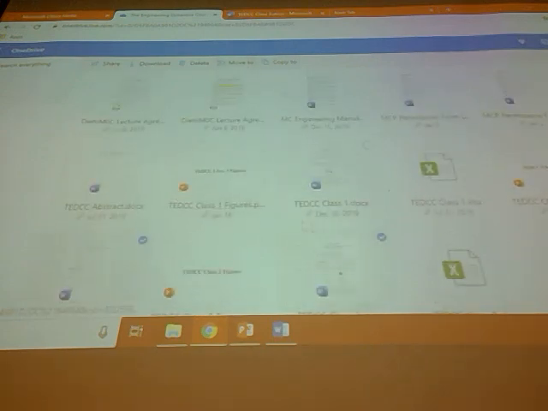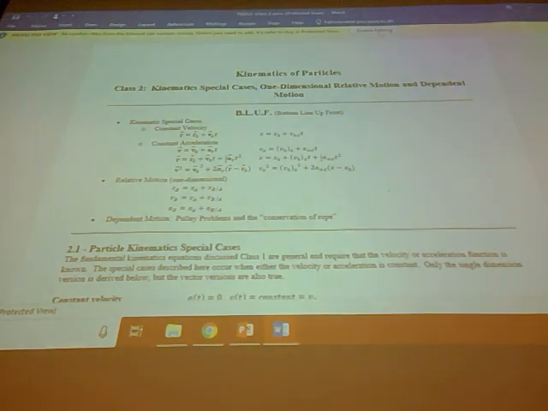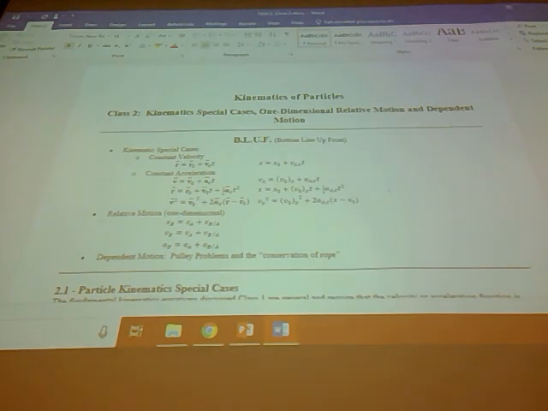What do we do? Delete. No, I don't want to delete. Jesus Christ, let's go show. Download. You know how many hours I spend on this thing? Crazy. Dependent motion.